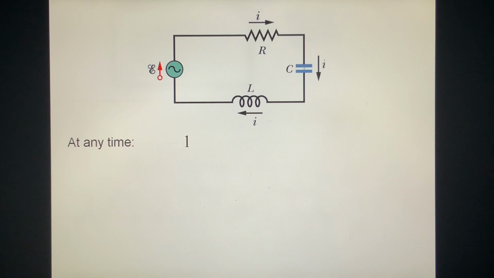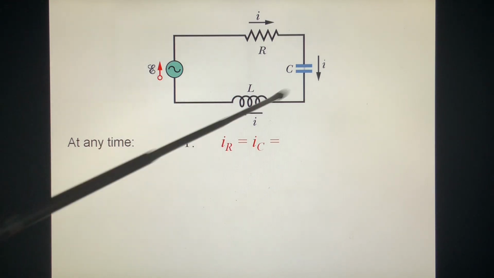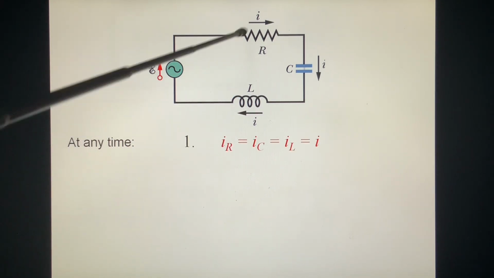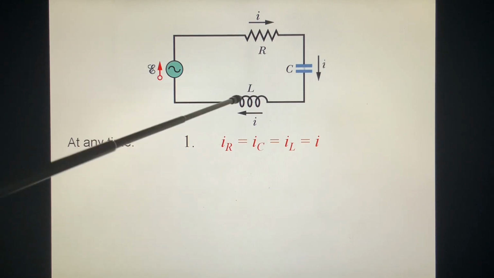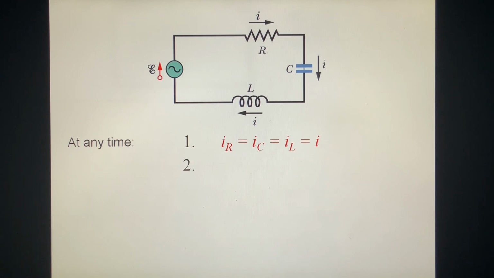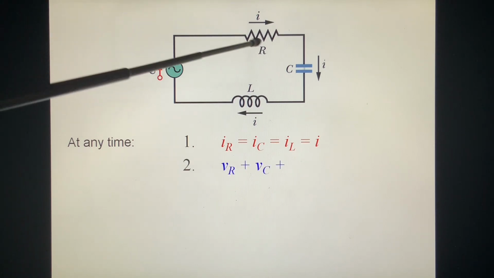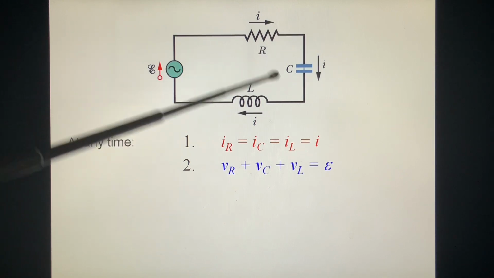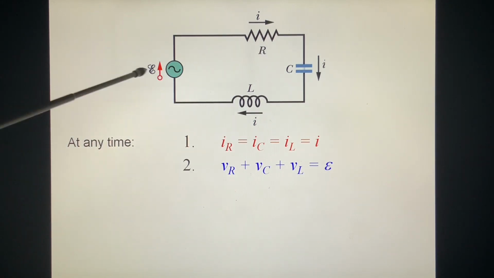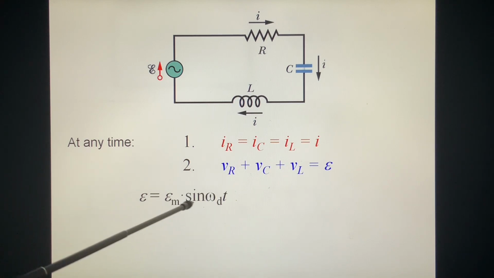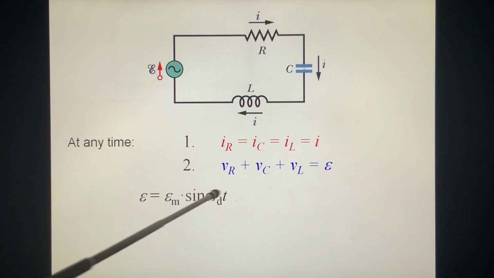At any time in this circuit, we have IR, IC, IL, which are the same because they are connected in series. Second, VR plus VC plus VL equals epsilon. And epsilon is given as epsilon maximum sine omega d t. This is the driven frequency.